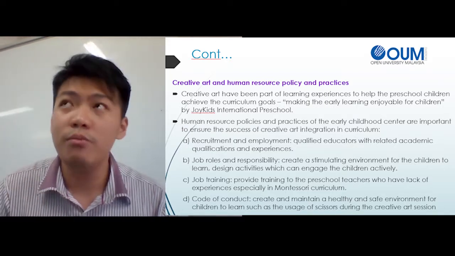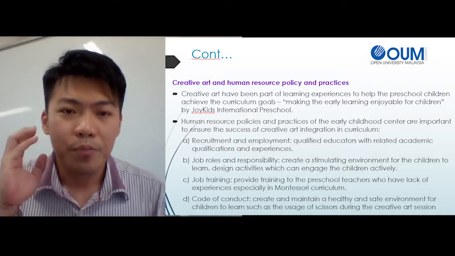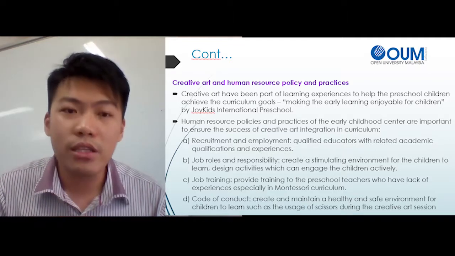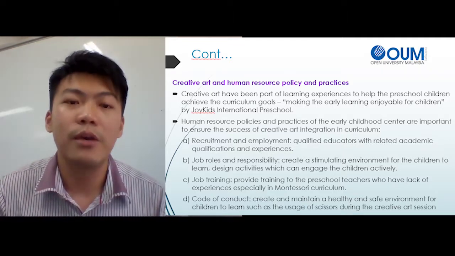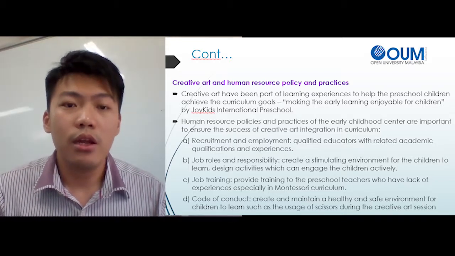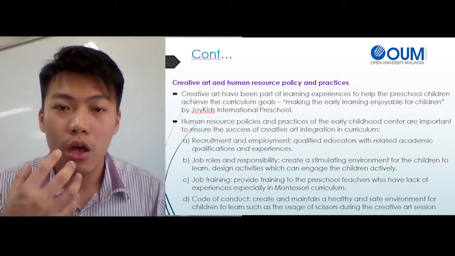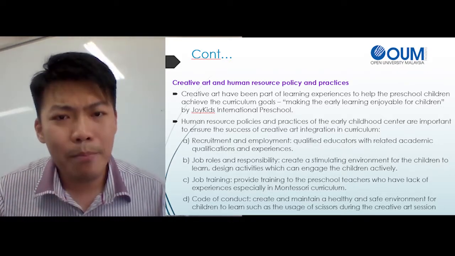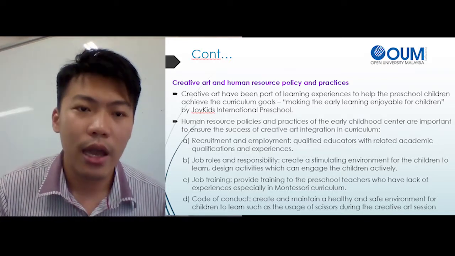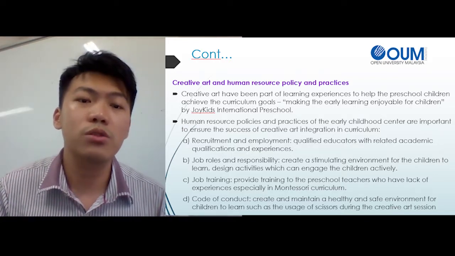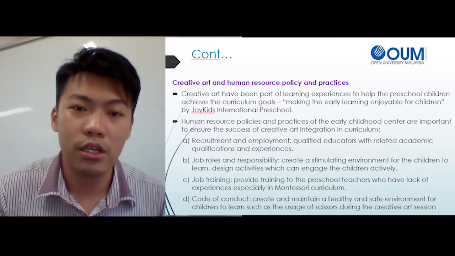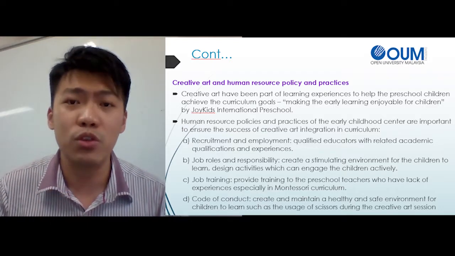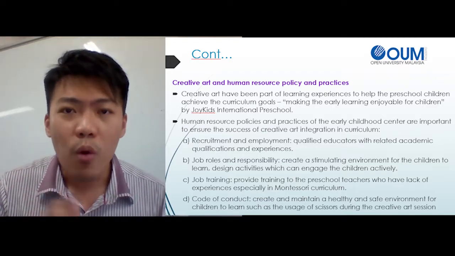For example, the recruitment and employment policy. So the preschool has to make sure that qualified educators with the related academic qualifications and experience are being recruited, so that these teachers can have a better control over the curriculum, and they can plan the activity which can really help the children. And then the job role and responsibility is also another important practice of the early childhood center, whereby all the teachers and the teaching assistants need to understand the job scope and what they are going to do and what should not be done.